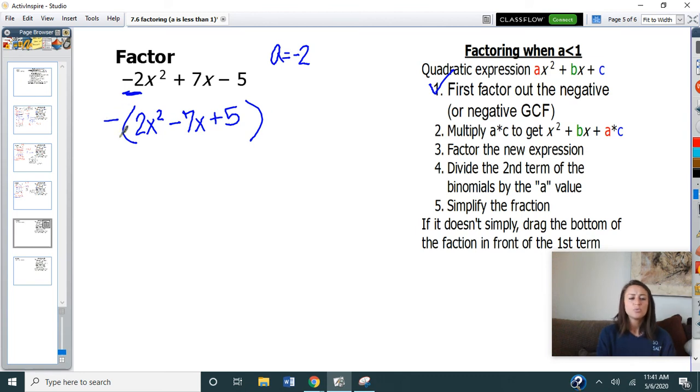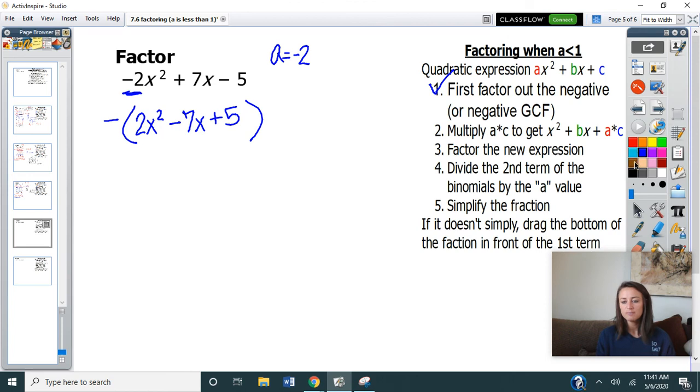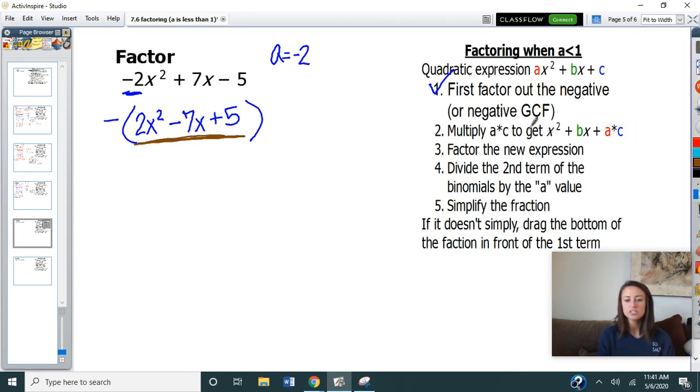If you need to put the 1 there, it's fine. You can put it on. You really are dividing by negative 1. And so step 1 is done. Now we're going to go factor. We're going to factor this. So to factor this is step 2.